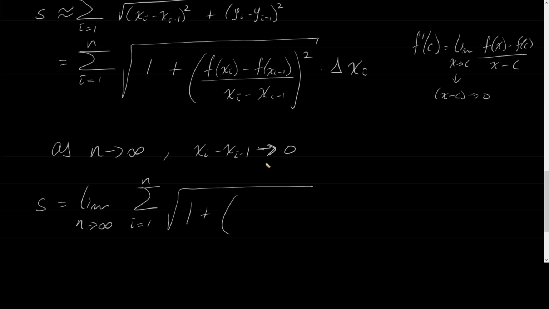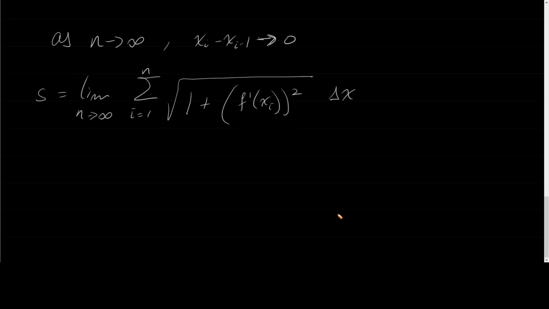So what I can say here now is this is essentially just f prime of x sub i squared delta x. But since we're taking the limit as n goes to infinity, we know that this just becomes an integral. The integral from a to b of the square root of 1 plus f prime of x squared dx.